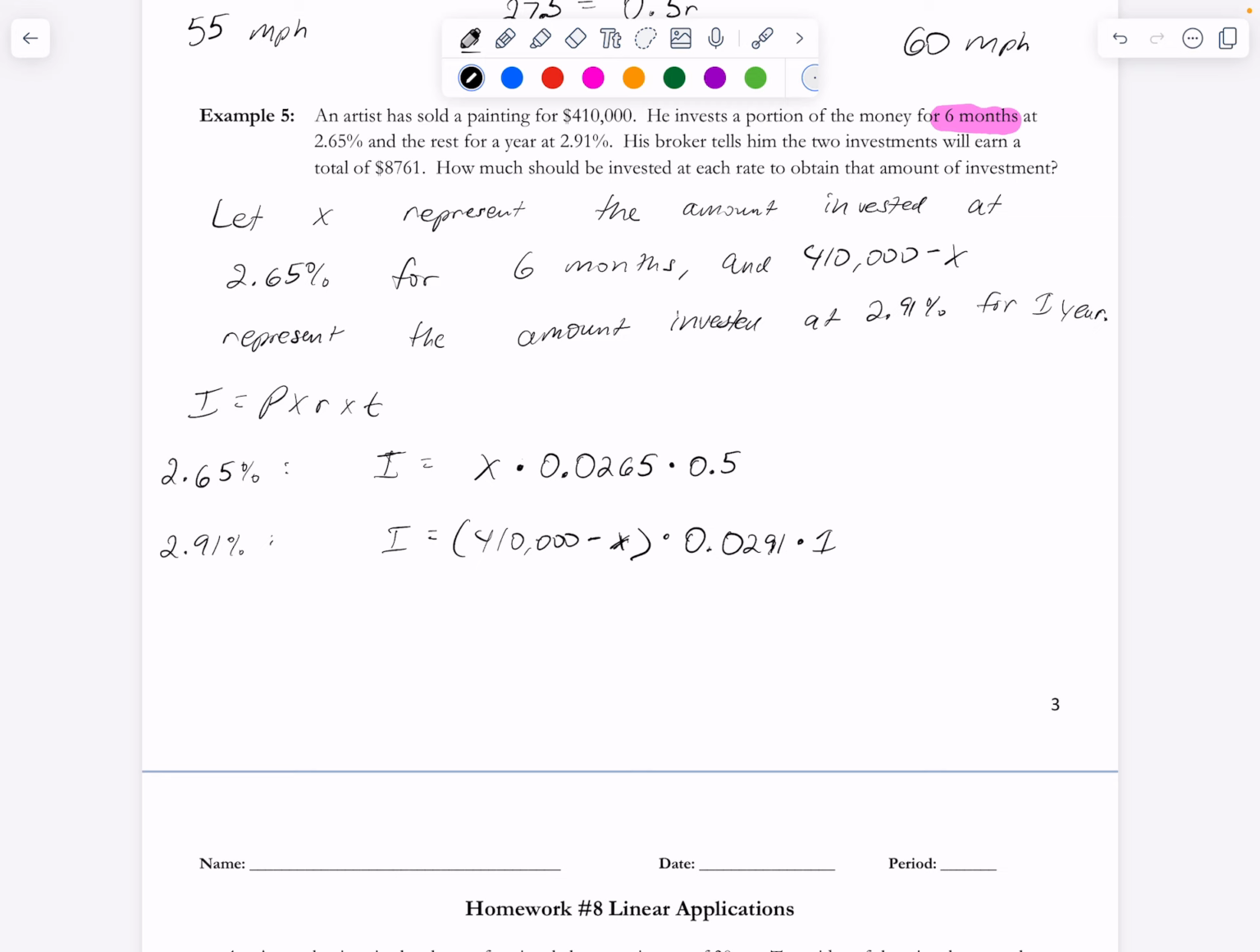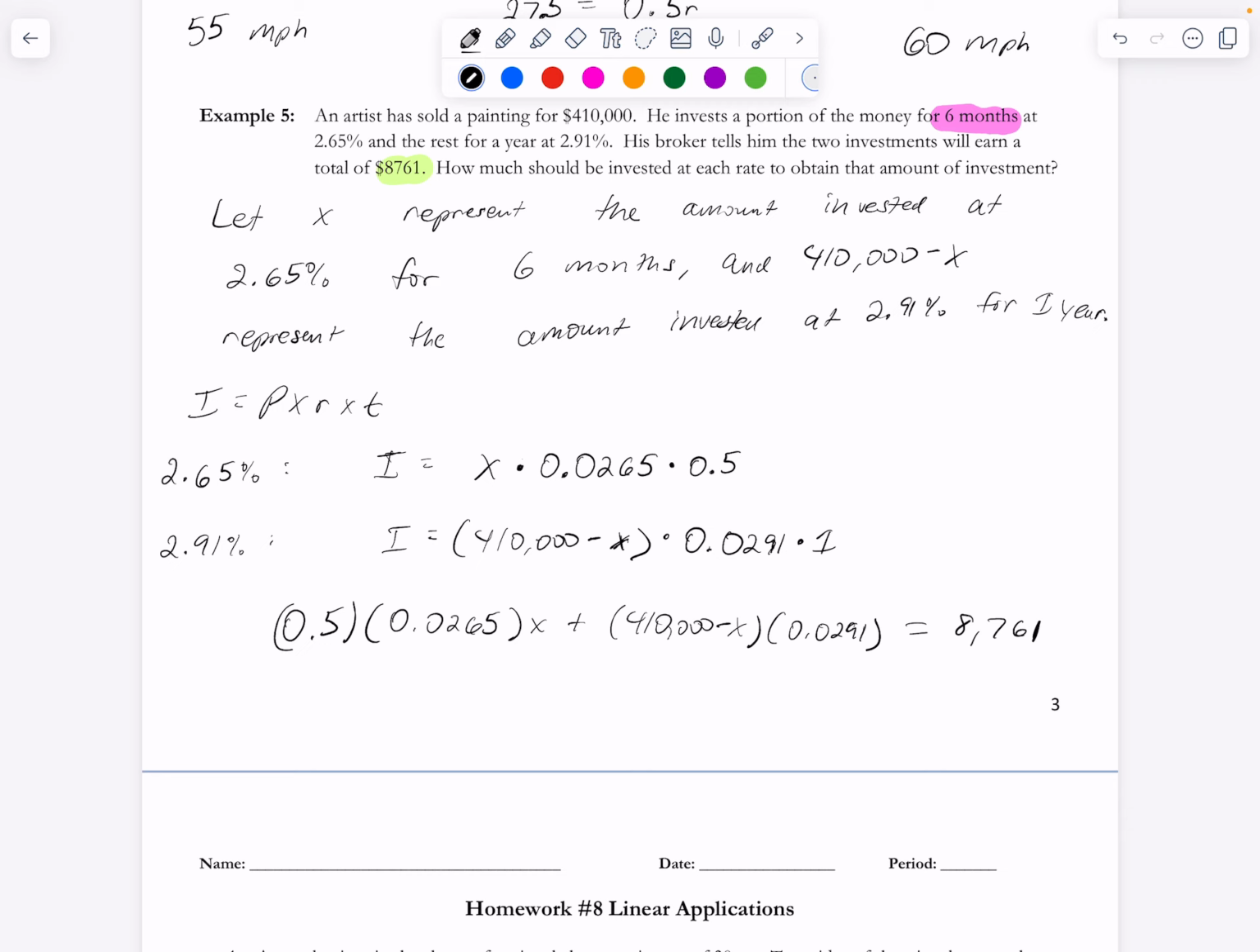Okay. Now we know the total interest earned, right? They gave us that amount. They told us the total interest earned is $8,761 for the 2 investments. So what I'm going to do is take each of these that are separate right now: 0.5 times 0.0265 times X plus the 410,000 minus X times 0.0291. I hope you're okay if I just leave off the times 1. And whatever that is has to be equal to $8,761. I know there's a lot going on here, but we have only one unknown, so we can absolutely solve for this value for X.